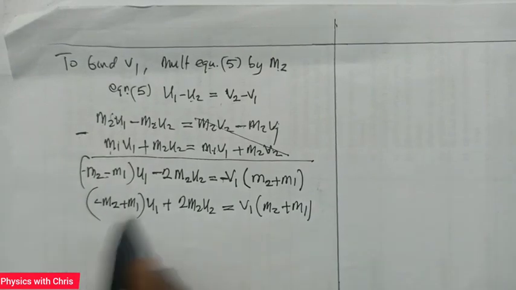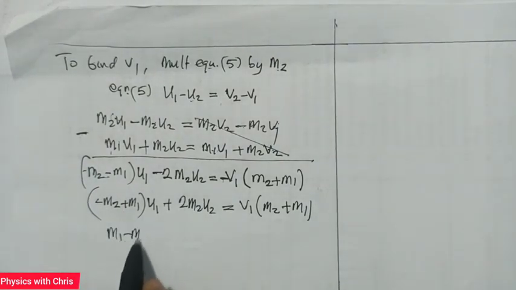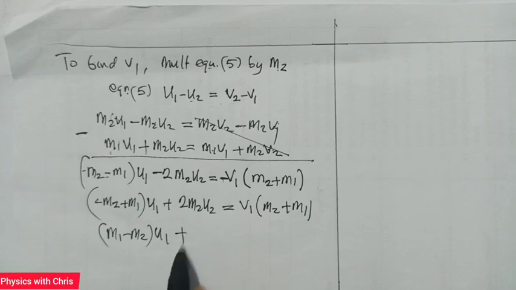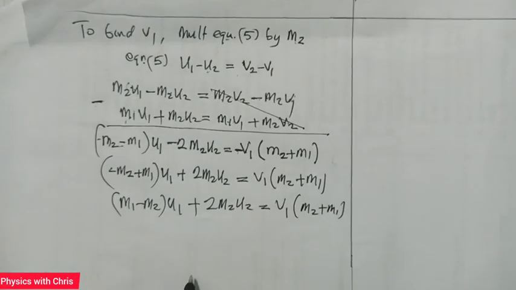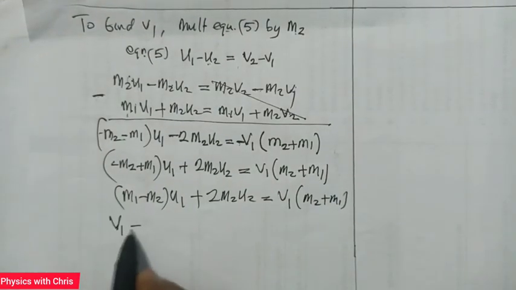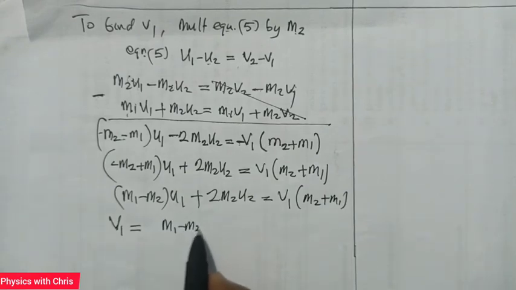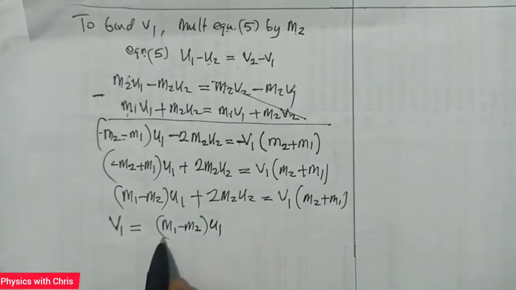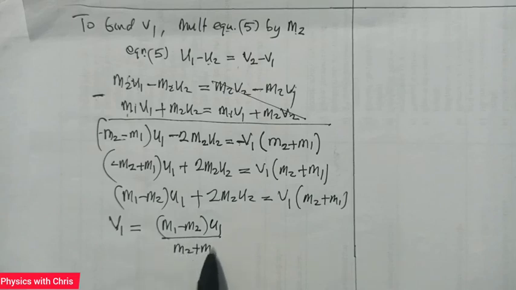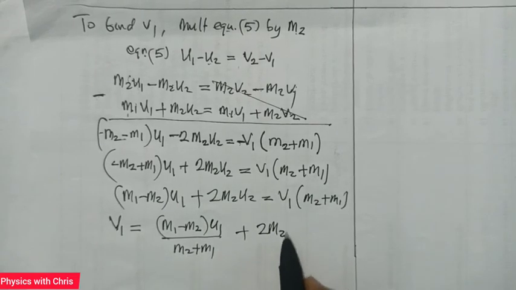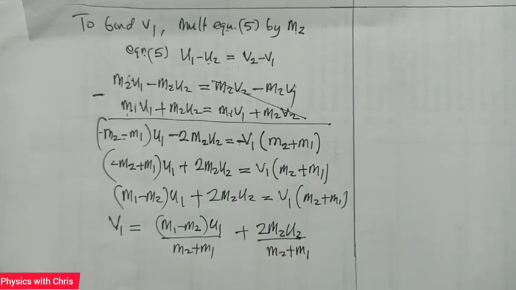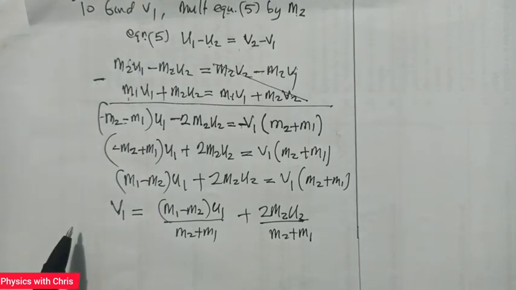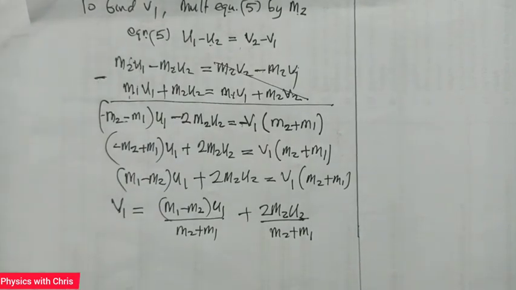Okay, you can switch these two to give me m1 minus m2 times u1 plus 2m2u2 is equal to v1 into m2 plus m1. Dividing both sides by m2 plus m1 gives me v1 equals m1 minus m2 times u1 over m2 plus m1, then plus 2m2u2 over m2 plus m1. Okay, that gives me the equation for calculating v1 and v2.